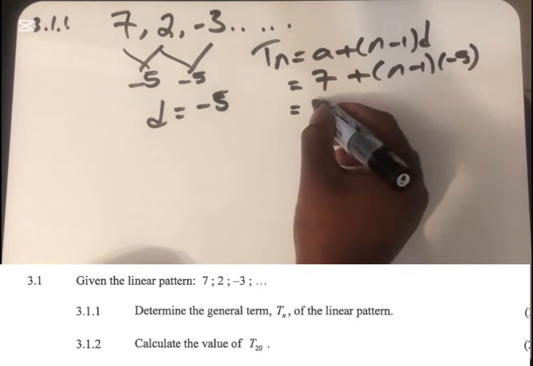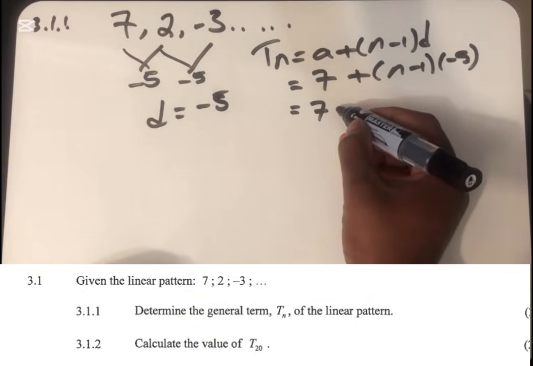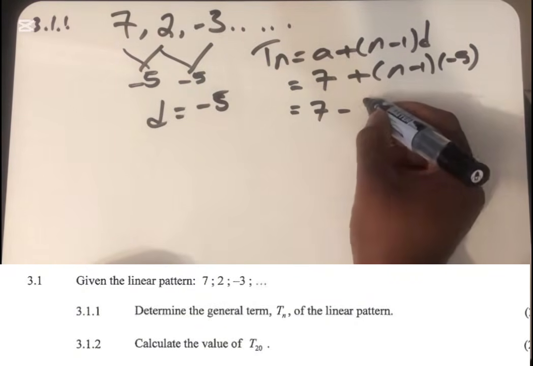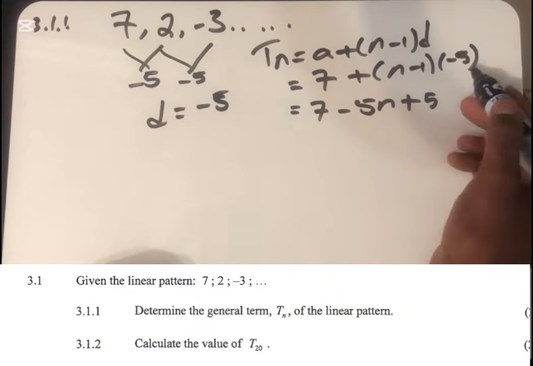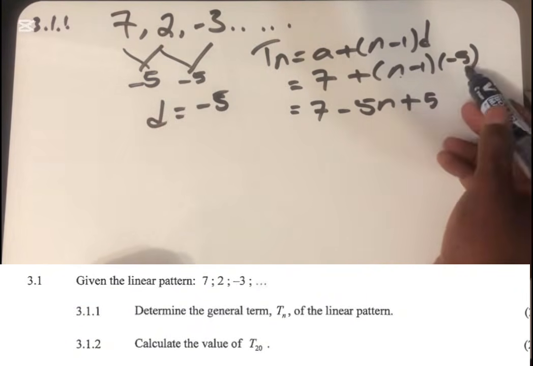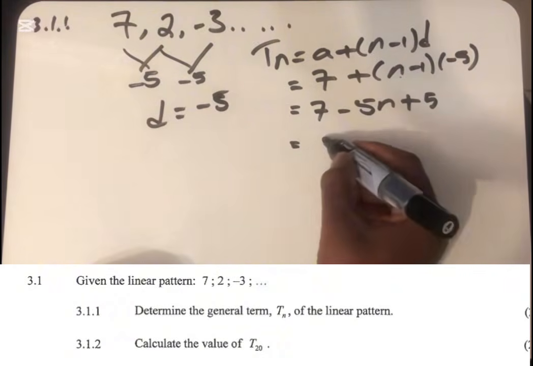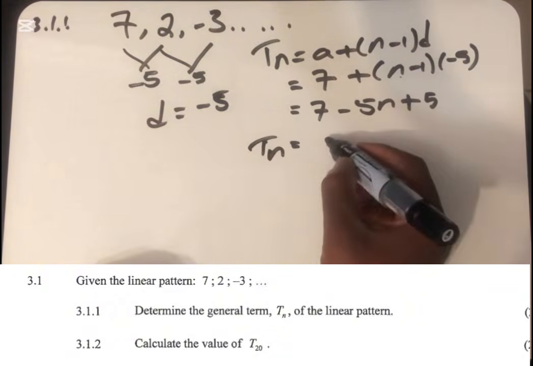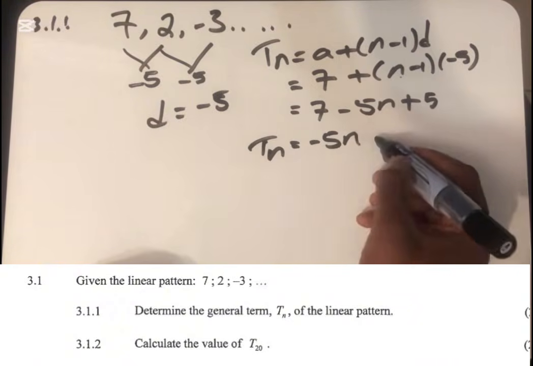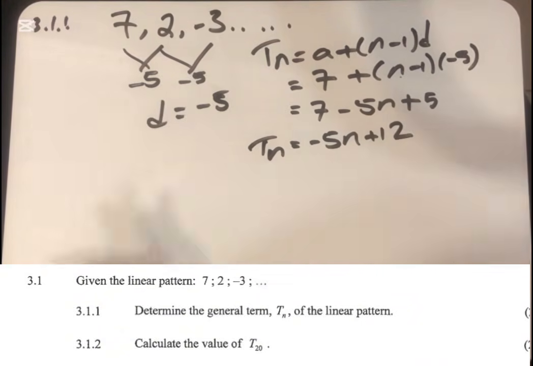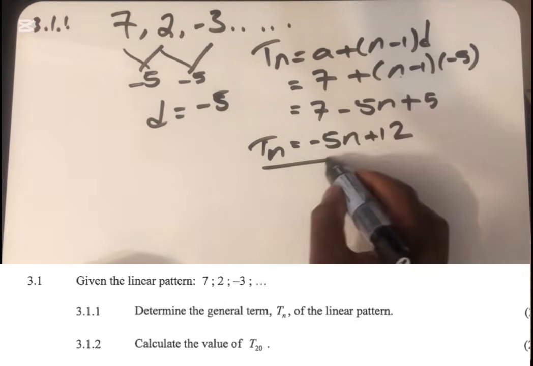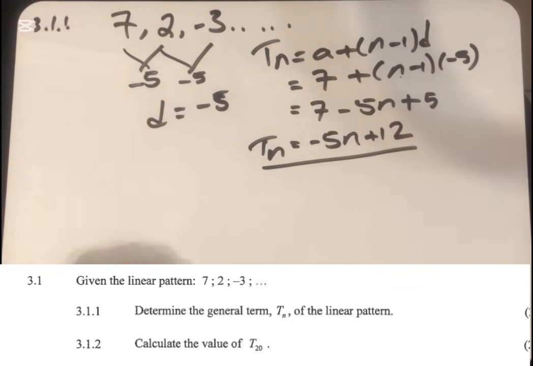So we'll move forward. We just have to simplify that. It is 7 minus 5n plus 5. This multiplied by this is negative 5n. This multiplied by this is 5. So our Tn is now going to be negative 5n. Combine the two constants, it's going to give us 12. So that is our Tn. Tn is equal to negative 5n plus 12.